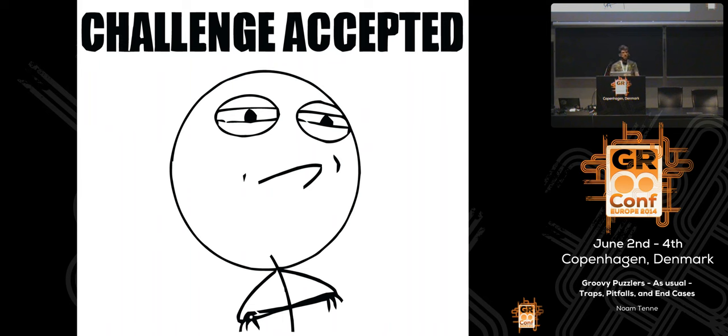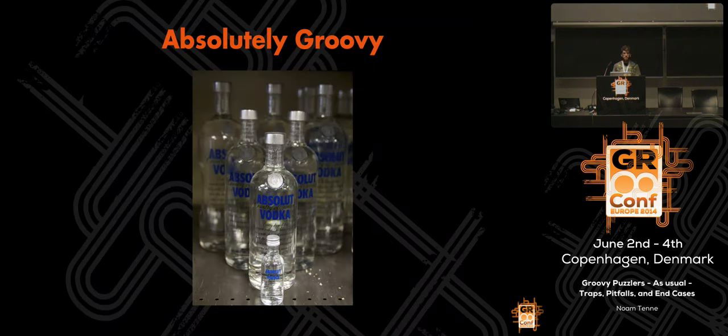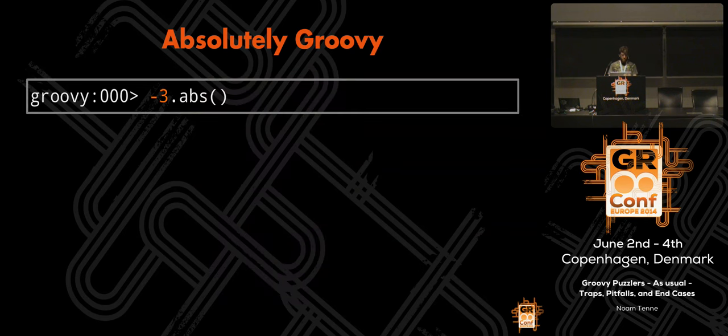Okay, so we'll start off, we'll take it easy. It'll get harder and harder, and I really hope you'll have as much fun as I had making these puzzles. So, first off, absolutely Groovy. Tonight we will have beers, not vodka, but I'm sure it's much better than Absolut because the good guys at GR8Conf have brewed it. Very straightforward. The Integer class, actually all the number classes of Groovy, have a very nice abs method, which saves you from using Math.abs. If I take this code and paste it into the console, which you're not allowed to do, what would be the output?